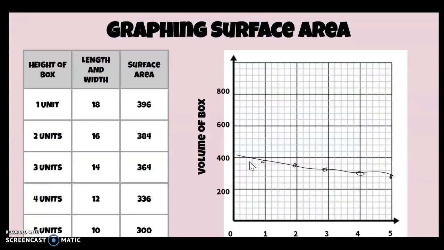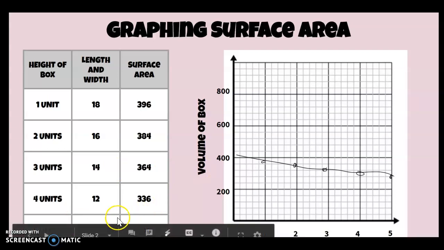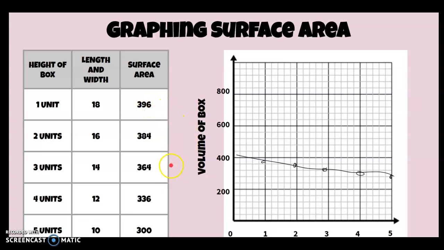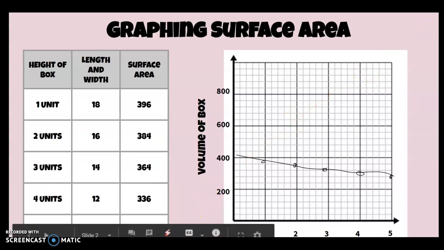Did you notice that last week the most surface area was at 400, and then as soon as we started cutting out corners, the surface area actually decreased. So interestingly enough, this box right here used less tin foil or less paper than the first box, but yet had a much greater volume. Just keep that in mind as we move forward.